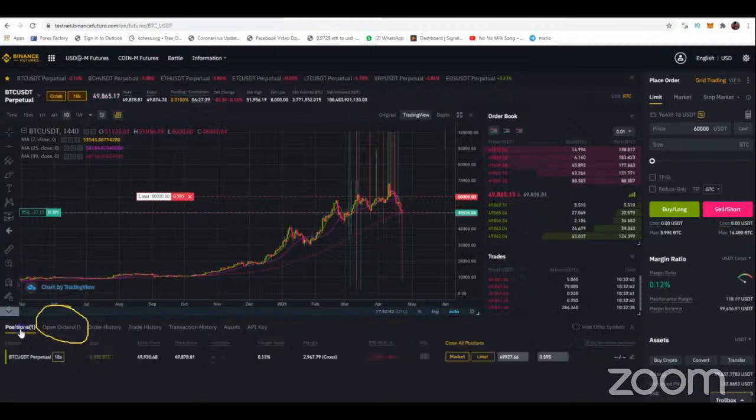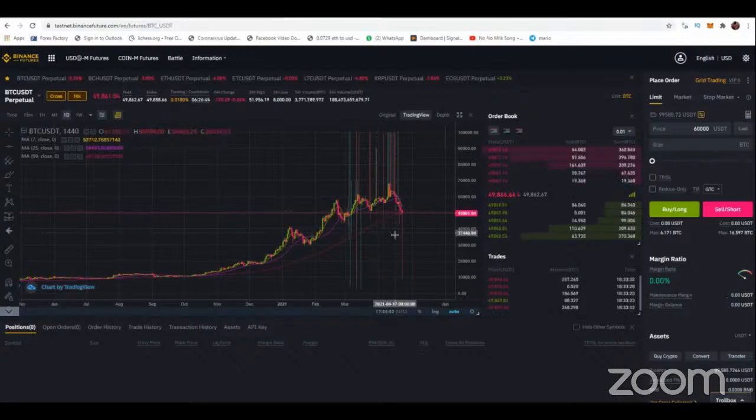So what then happens is that because we are on one-way mode, we are not on hedge, immediately price gets to this area, it's going to close out our buy position at the limit order that we have set. So let's just close it also. Let's close the pending order, and let's close the current position that we are on right now. You can close that too.